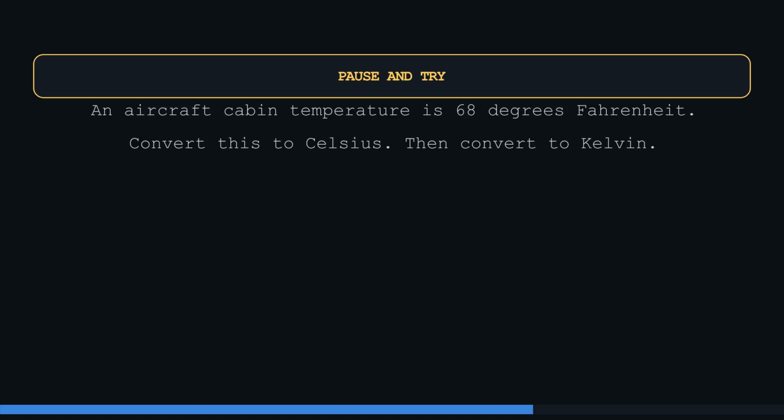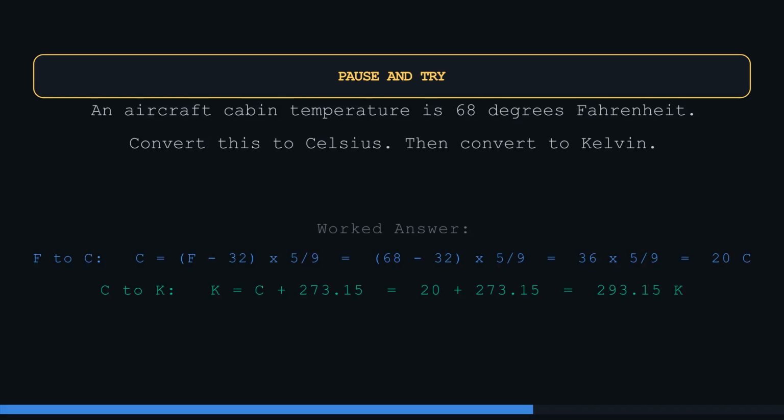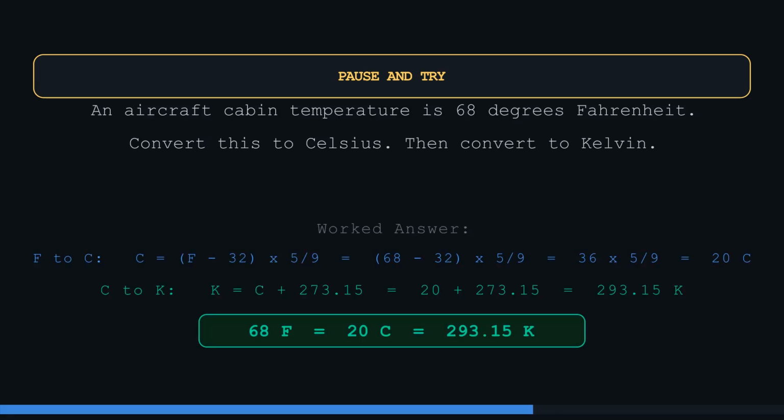Pause now and try this. An aircraft cabin temperature is 68 degrees Fahrenheit. Convert this to Celsius. Then convert your answer to Kelvin. To convert 68 Fahrenheit to Celsius, subtract 32 to get 36. Then multiply by 5/9 to get 20 Celsius. To convert to Kelvin, add 273.15 to get 293.15 Kelvin.